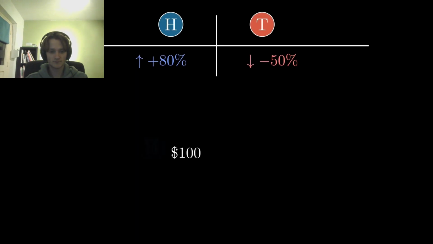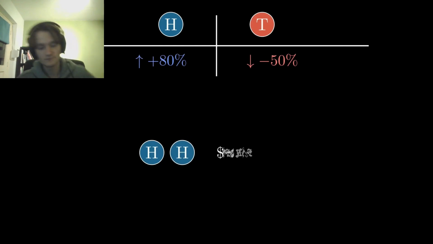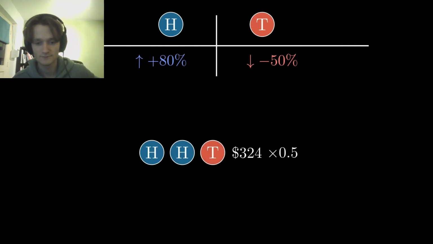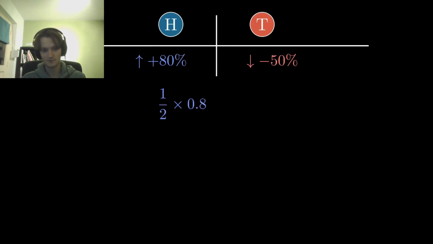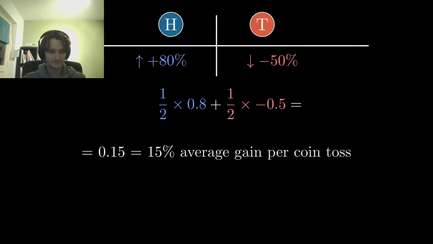For example, you flip heads, so your $100 is multiplied by 1.8. Heads again, so your 180 is multiplied by 1.8. Then tails, so your 324 is multiplied by 0.5. And so on. You have a 1/2 chance of 0.8 gain plus a 1/2 chance of negative 0.5 loss. That's an arithmetic mean of 0.15, a 15% average gain per coin toss.